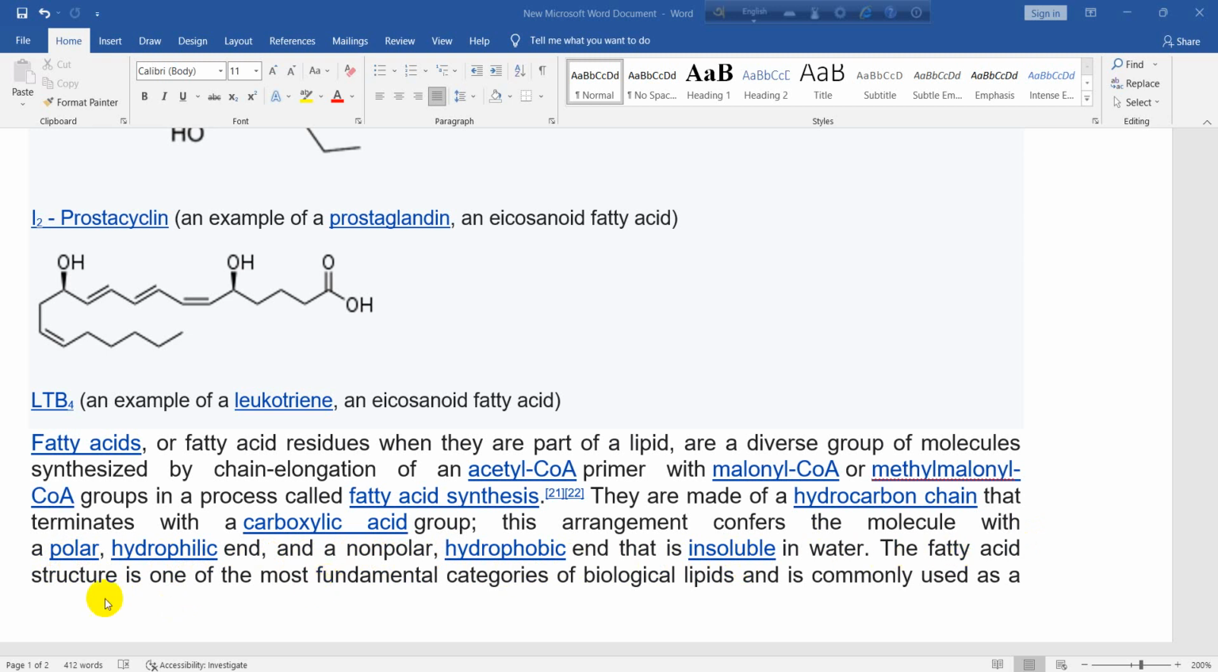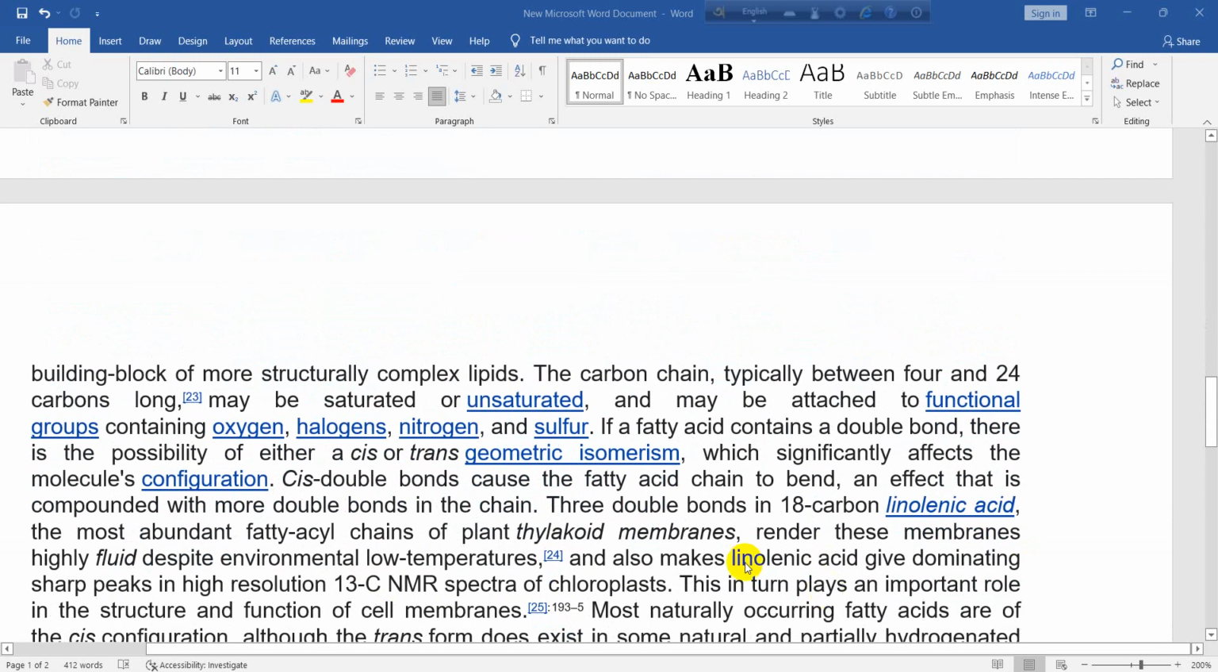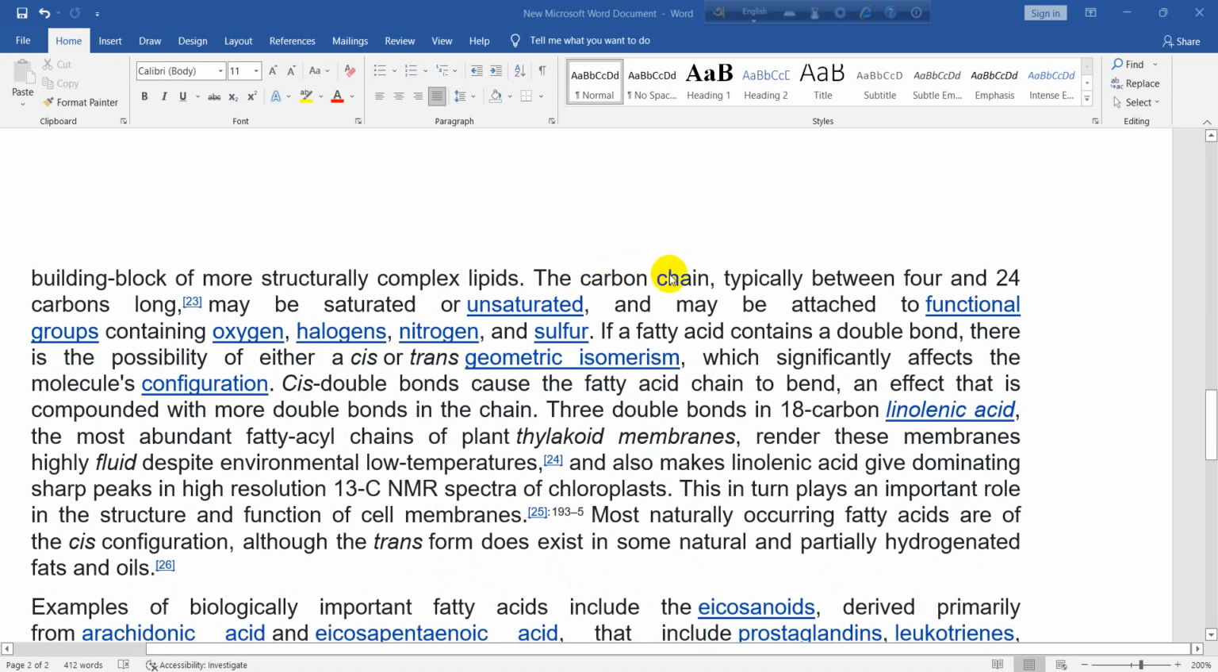The fatty acid structure is one of the most fundamental categories of biological lipids and is commonly used as a building block of more structurally complex lipids. The carbon chain, typically between 4 and 24 carbons long, may be saturated or unsaturated and may be attached to functional groups containing oxygen, halogens, nitrogen, and sulfur. If a fatty acid contains a double bond, there is the possibility of either a cis or trans geometric isomerism, which significantly affects the molecule's configuration.